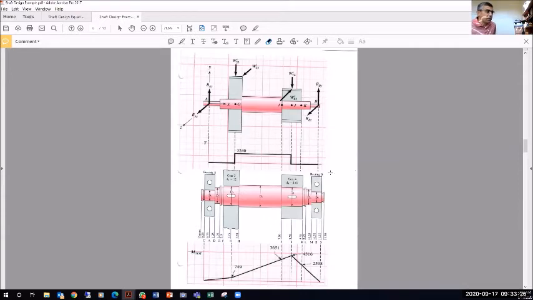I repeat, when I say we're designing the shaft, we're really trying to identify the diameter of the shaft at various sections, like you're going to do in homework 4. So I'm trying to find this D1, D2, D3, D4, D5, D6, D7.